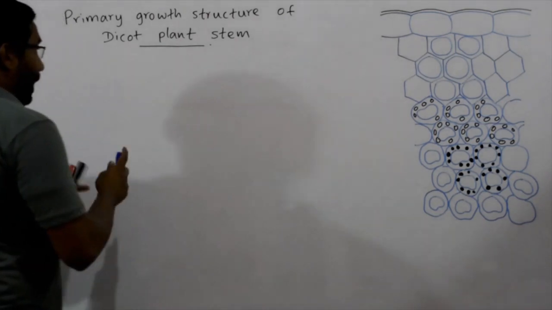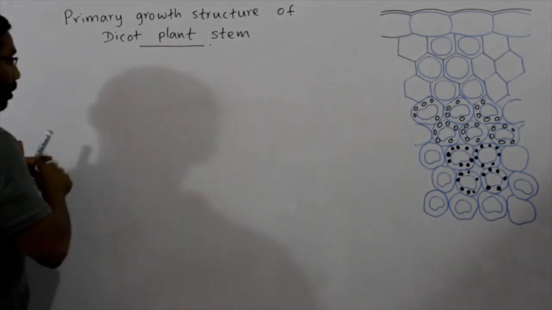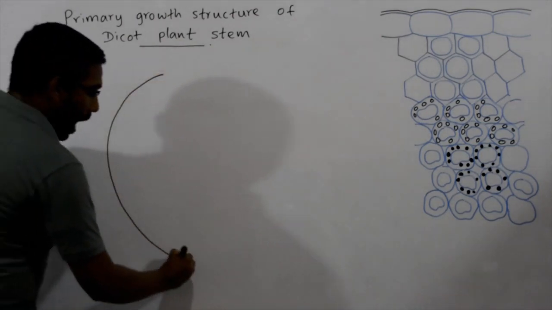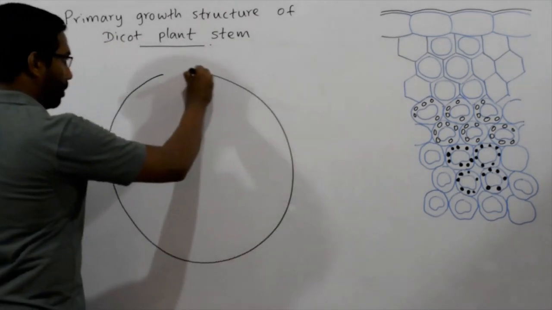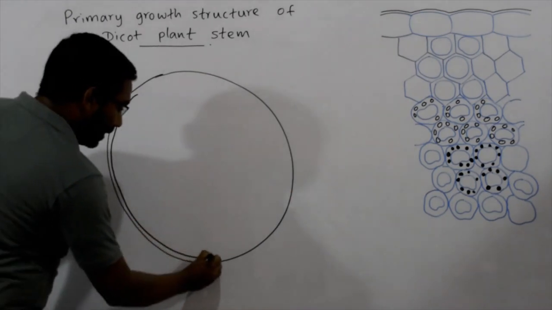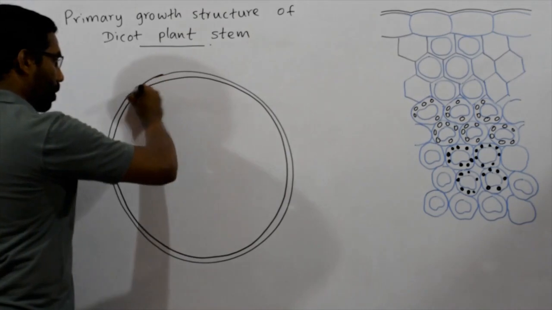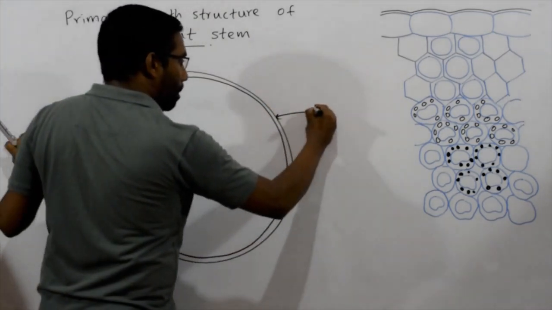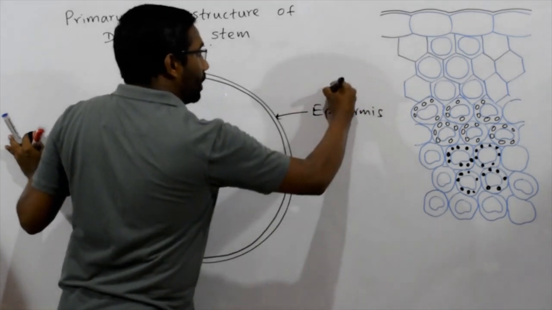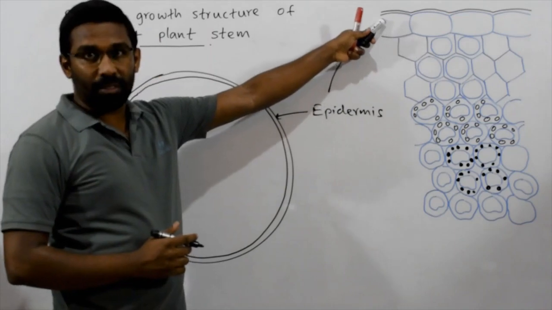Okay. Here, as in the root, the outermost cellular layer is epidermis. Imagine now I am drawing the epidermis. It's a single cell layer. Imagine this is epidermis. Here I will label this as epidermis. Then in this histological diagram you can observe the outermost cellular layer is epidermis.